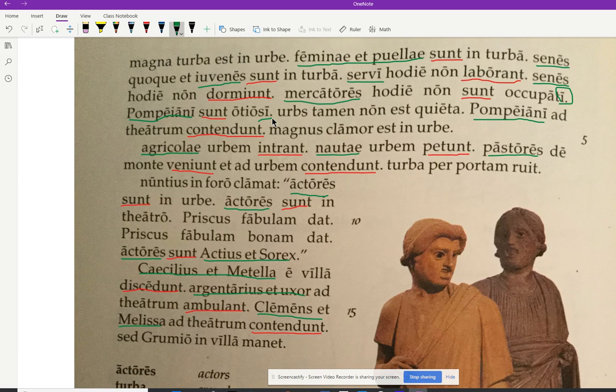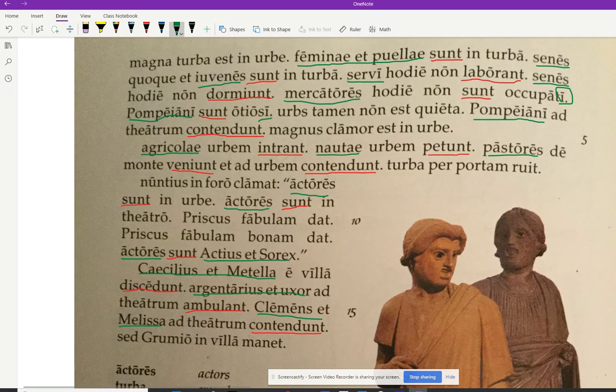Otiosi with that I ending again on the adjective, because it's going with a plural noun. So otium is leisure, negotium is work. So negotium is literally not leisure. That's how they say work. Right. So urbs tamen non est quieta. So the city tamen, however, another word I mentioned that you really want to get down. The city, however, is not quieta. It's not quiet. It's not peaceful. It's not at rest.